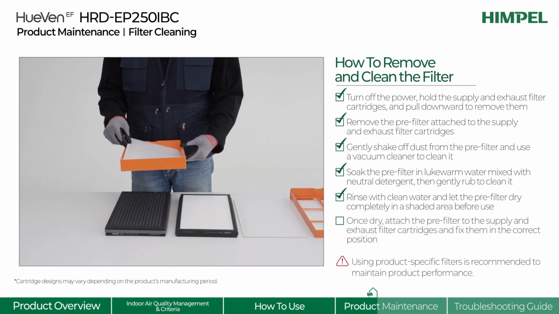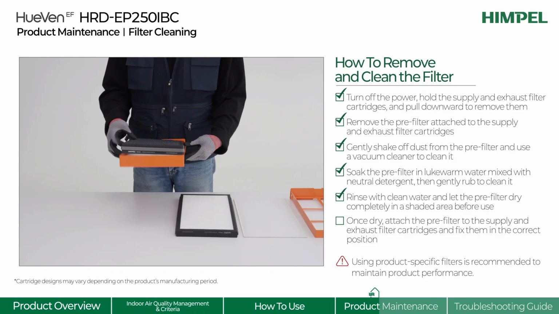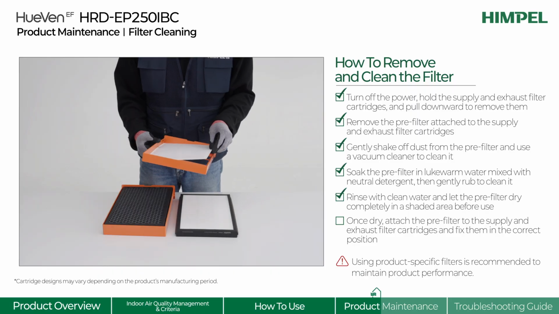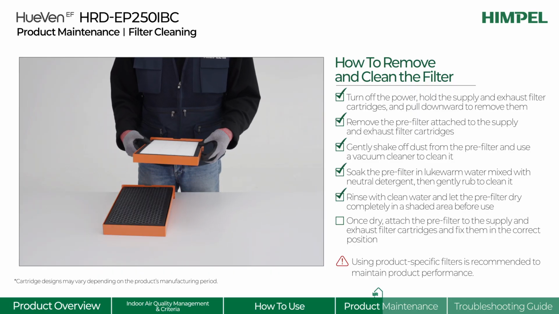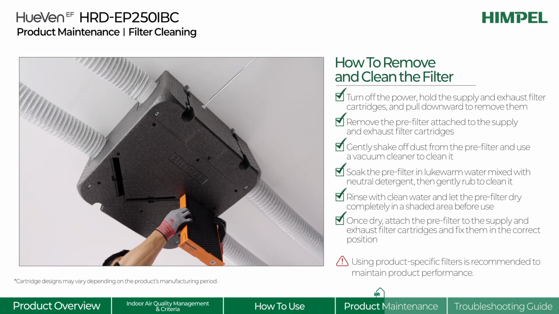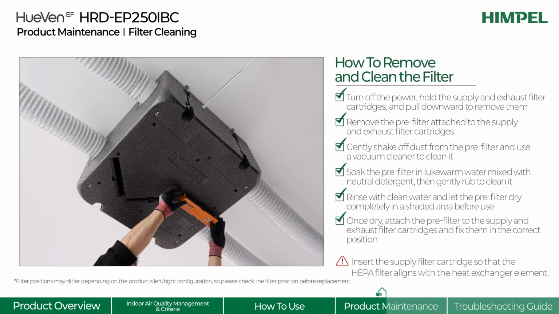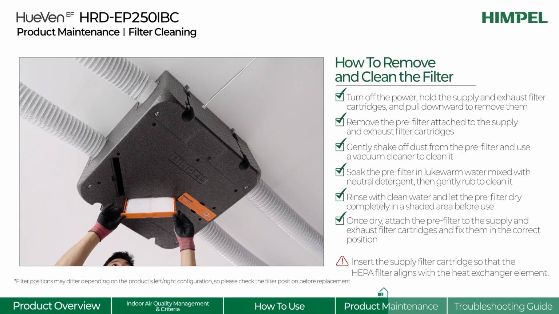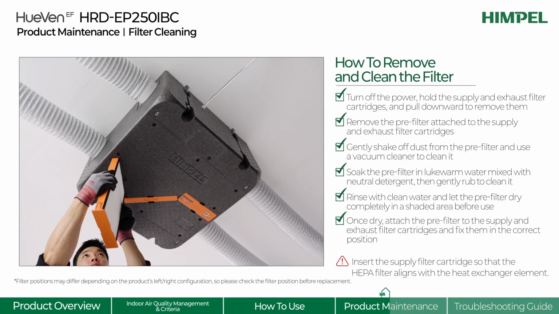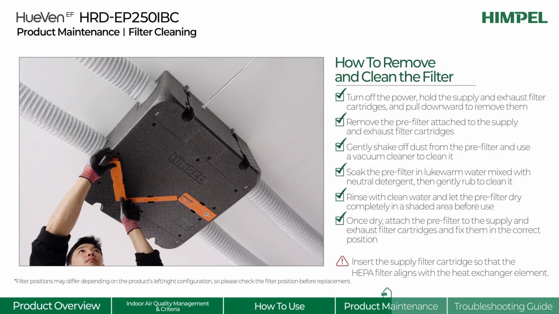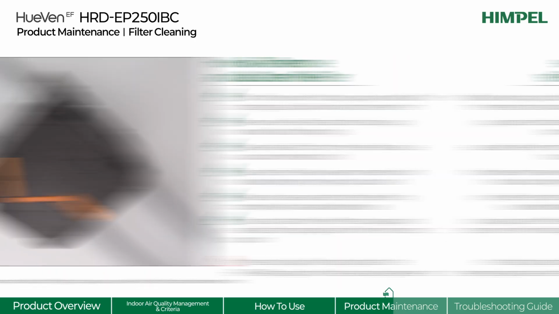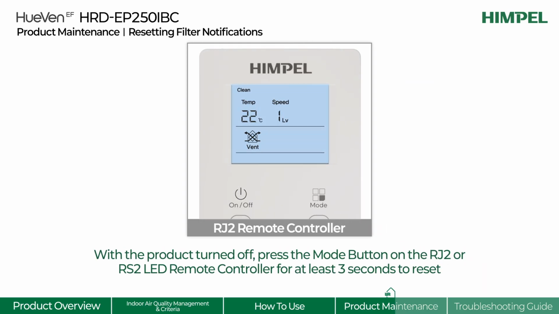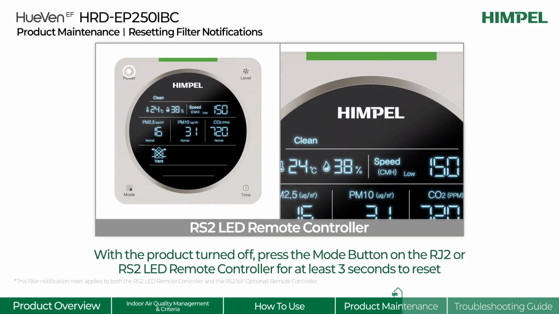Once dry, attach the pre-filter to the supply and exhaust filter cartridges and fix them in the correct position. When using the RJ2 and RS2 LED remote controllers, press the mode button for at least 3 seconds while the product is turned off to reset.